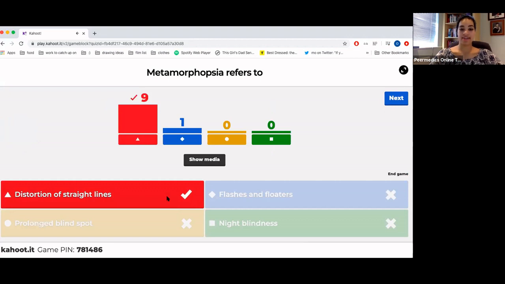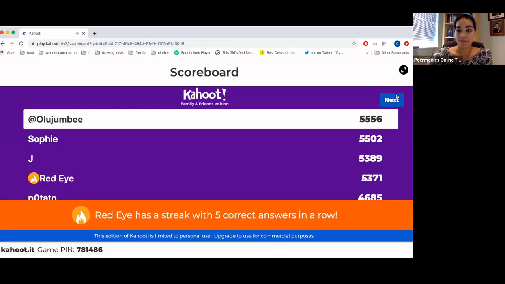the distortion of straight lines, as we said before, really common in macular degeneration. It's damage to your central vision, those high resolution color vision, that impacts on your ability to perceive things like straight lines and perceive the image clearly. So that's where you get this distortion. Flashes and floaters aren't technically a thing in macular degeneration. That is more common in things that affect the vitreous itself. Okay, next one.